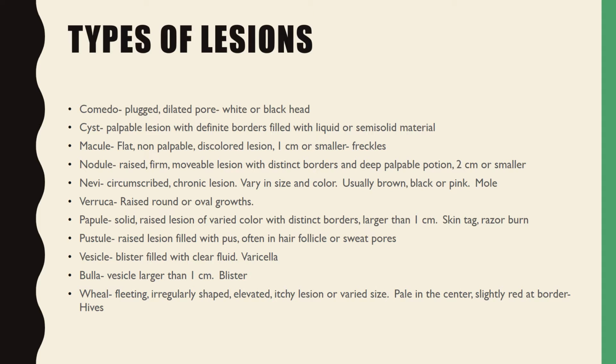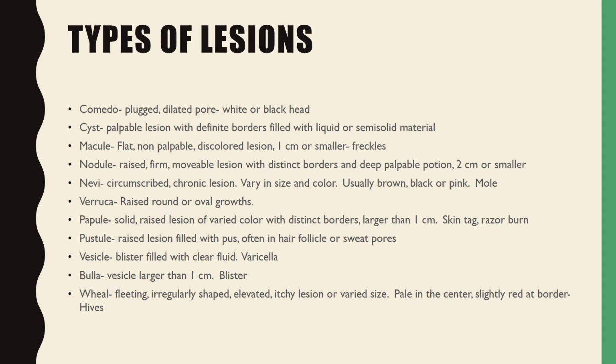A nodule is a raised, firm, movable lesion with distinct borders and deep, palpable portion that is 2 centimeters or smaller. A nevus is a circumscribed chronic lesion. They can vary in size, usually brown, black, or pink, and this would be a mole. Verruca is a raised, round, or oval growth. A papule is a solid, raised lesion of varied color with distinct borders larger than 1 centimeter. This would be a skin tag or razor burn. You would see that. Pustule is a raised lesion filled with pus.